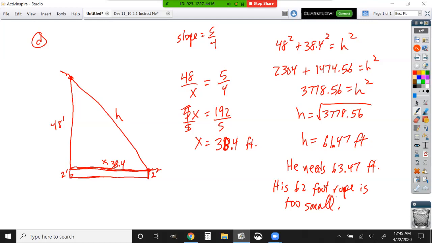So this diagram led us to do slope and Pythagorean theorem. So far, this has been a really good problem. Let's see what question E holds for us.